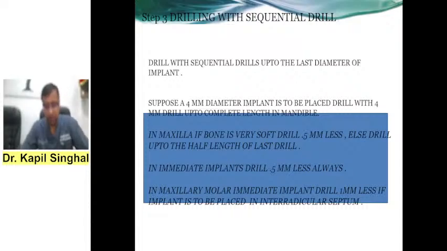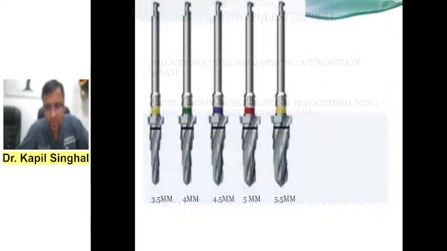So whenever you get a question where they say that the bone is very soft, will you over prepare your osteotomy, will you under prepare your osteotomy, will you prepare your osteotomy to the same diameter? Answer becomes will prepare your osteotomy less. Always remember, similarly in immediate implants, what do I mean by immediate implants? I extract and I place my implant at the same time of extraction. You will always drill your osteotomy 0.5 mm less in width. Okay, so this is what you follow.